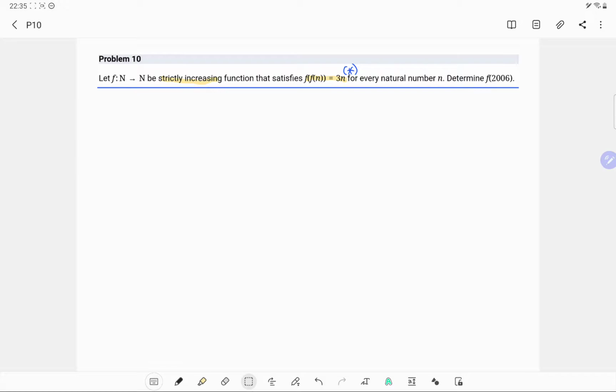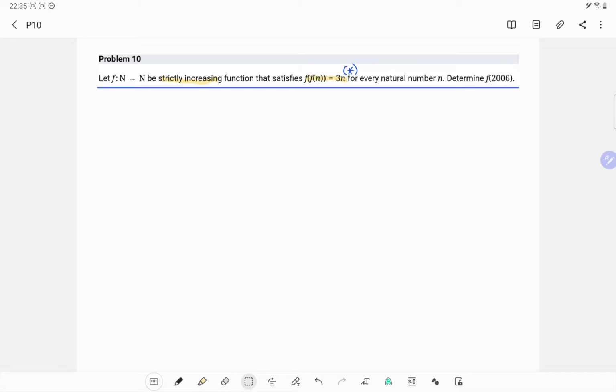So this is an interesting question. Let's see how to solve this one. Strictly increasing is a very important condition. We will make use of it because the domain and the range are natural numbers, which means we need to count 1, 2, 3 like that. So f(n+1) should be larger than f(n) for every natural number n.